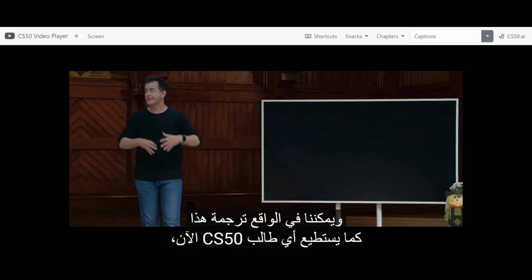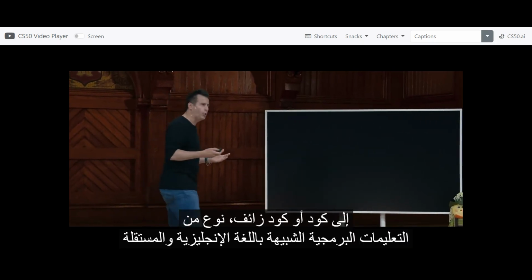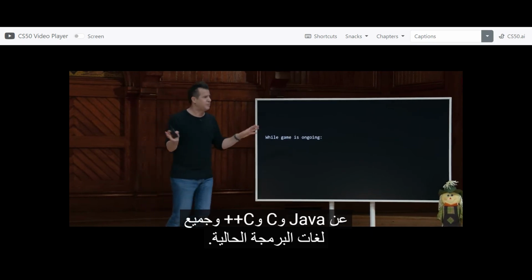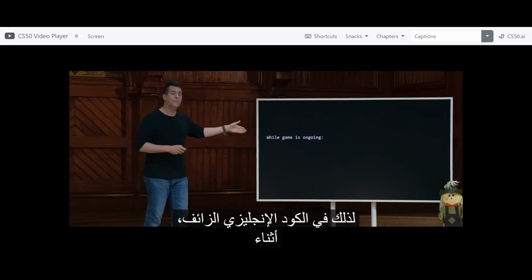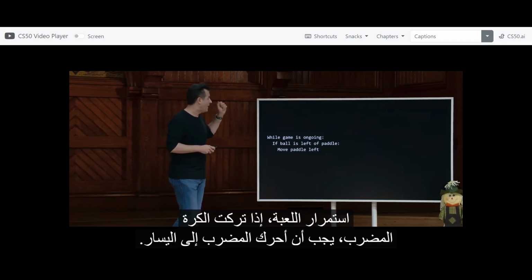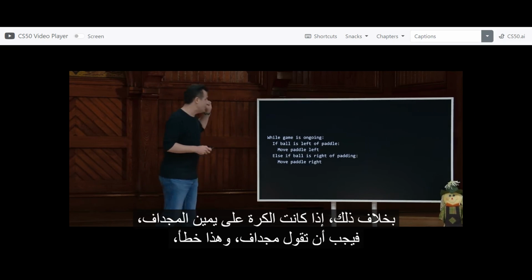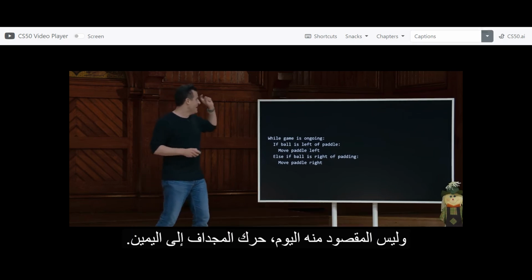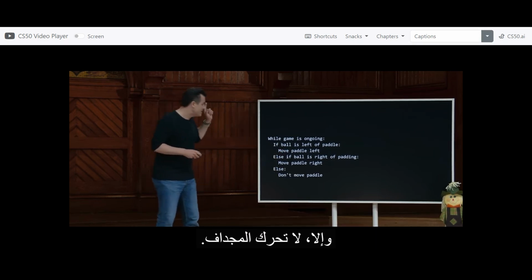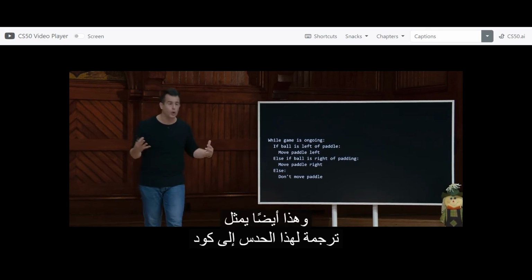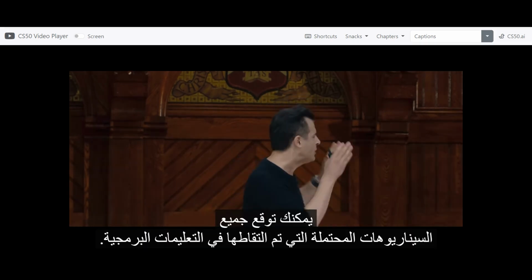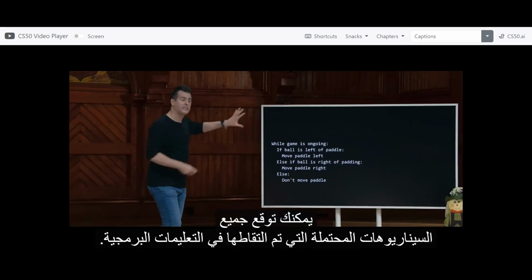And we can actually translate this, as any CS50 student now could, to code or pseudocode, sort of English-like code that's independent of Java, C, C++, and all of the programming languages of today. So in English pseudocode, while a game is ongoing, if the ball is left of paddle, I should move paddle left. Else, if ball is right of the paddle, I should say paddle, that's a bug, not intended today, move paddle right. Else, don't move the paddle. So that too represents a translation of this intuition to code that's very deterministic. You can sort of anticipate all possible scenarios captured in code.